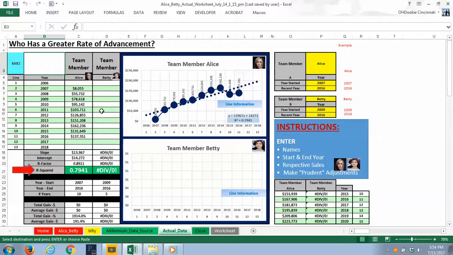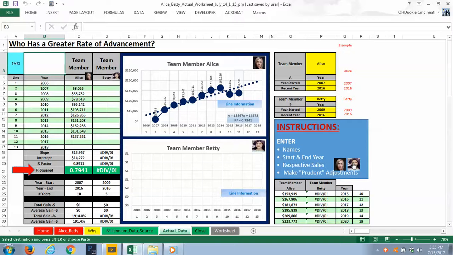Here's the information for Alice. We can see that the corresponding graph has been automatically populated and gives us good information with regard to what her performance is. We can see a very strong upward trend, which is good, except for here, and we'll just talk about that in just a second. So that's for Alice. We have some statistical information here that you might not be familiar with, but it does give you exceedingly great information, and again, we'll talk about that in a second.